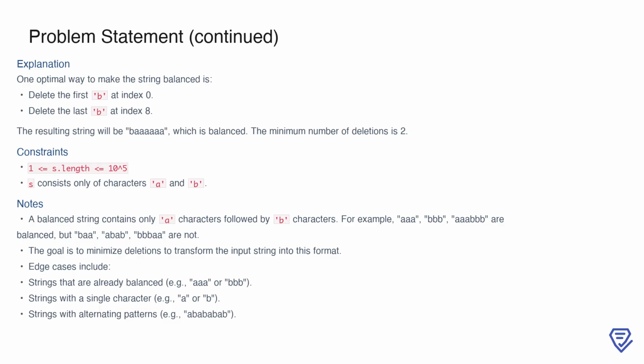The constraints of the problem specify that the length of the string can be as large as 100,000, and the string will only consist of A and B. It's also important to note that a balanced string strictly follows the format where all A characters precede all B characters. Examples of balanced strings include AAA, BBB, or AABB. On the other hand, strings like BA, ABAB, or BABA are not balanced. Special cases to consider include strings that are already balanced, strings with only one character, or strings with alternating patterns like abababab. These edge cases will test the robustness of our solution.